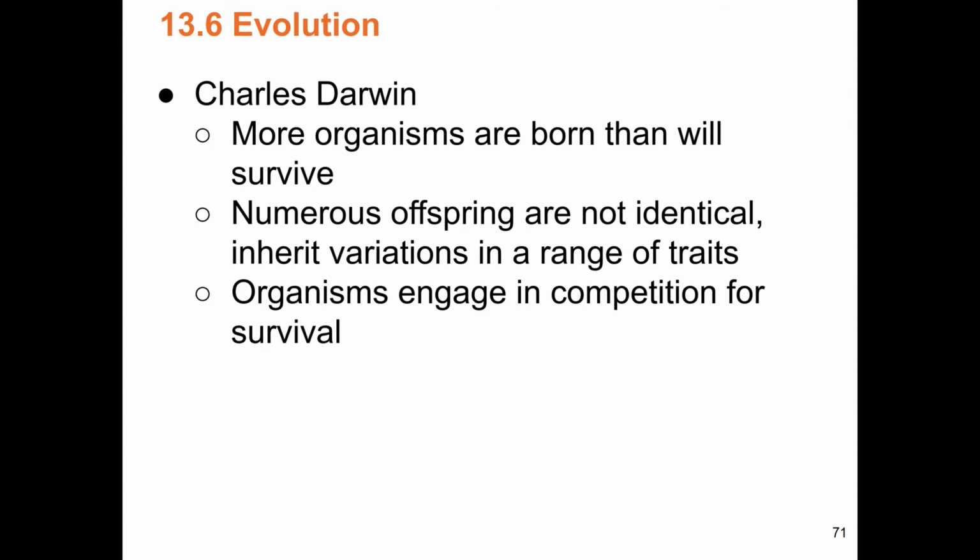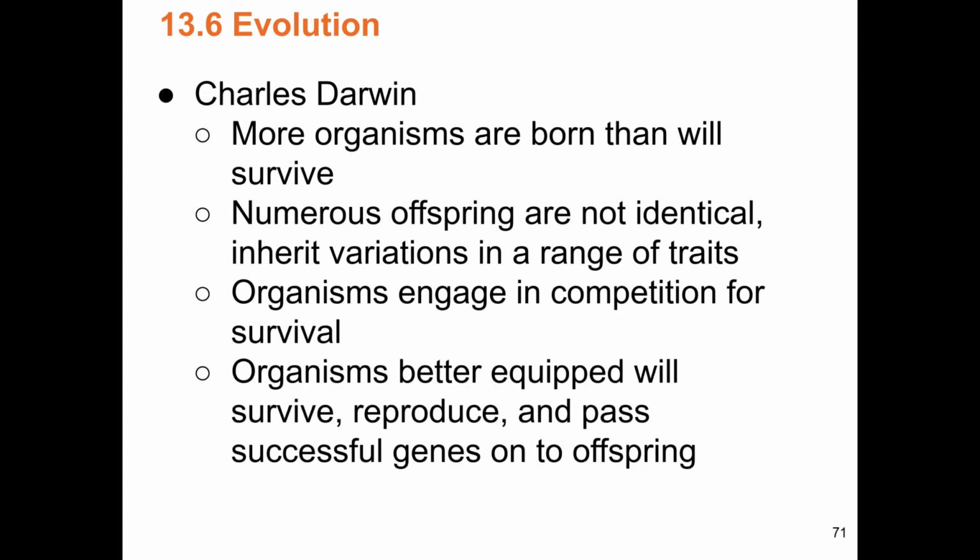Because not all the organisms that are born will survive to reproduce, there's competition for survival. Organisms that are better equipped to survive will survive. Those are the ones that are going to reproduce and pass along their successful genes to their offspring. Over time, as things change, what determines what a successful organism is also changes, and then the organisms change in response to that new pressure. That's it. That's all of evolution. It's all testable. It's all obvious. It's all things that you could observe.